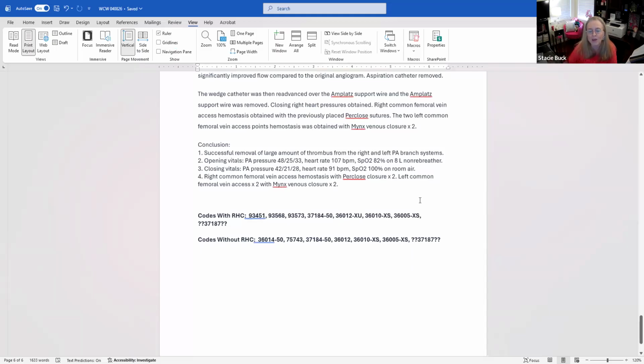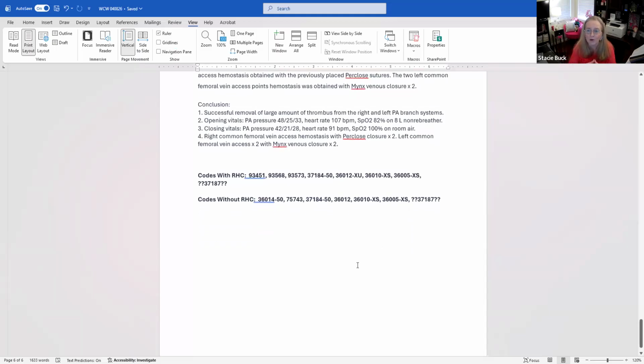So when we come down and look at the actual final codes, what I've done is I've given you two code lists. The first code list is if you do have a complete right heart catheterization. That will be a 93451 with the 93568 and 93573 for the pulmonary imaging that occurred. All the catheter work is going to be bundled there through that particular access that was utilized to perform that procedure. We have the 37184 with the modifier 50 for the bilateral thrombectomy.